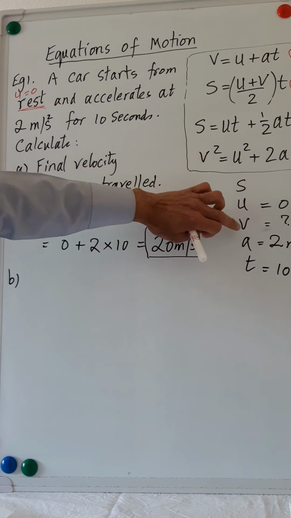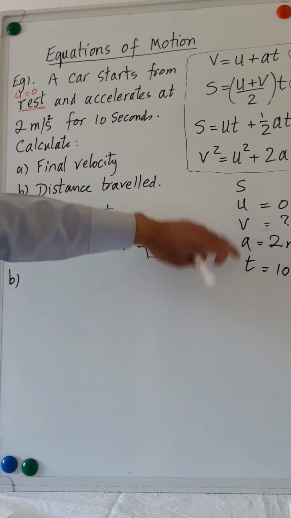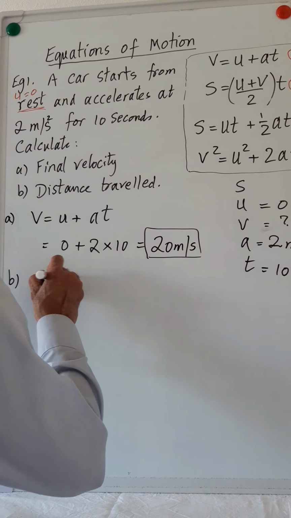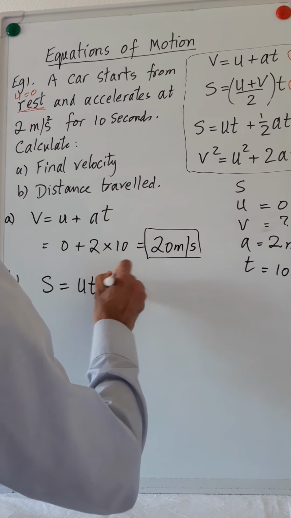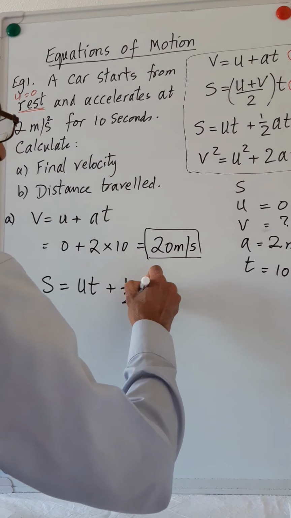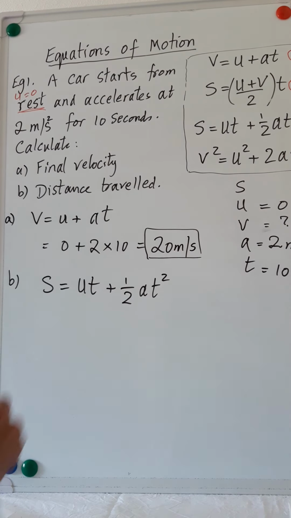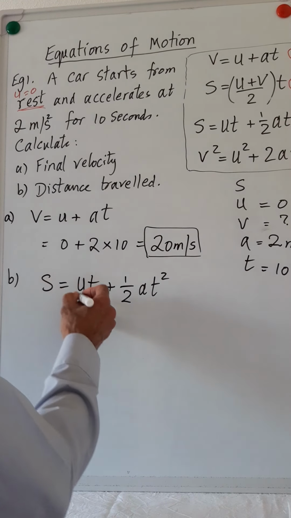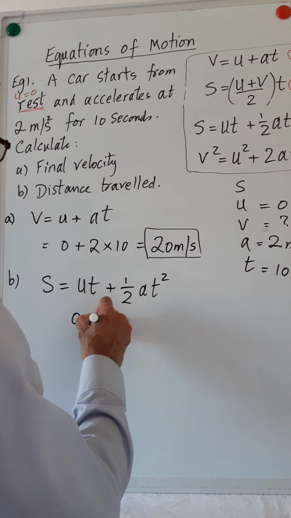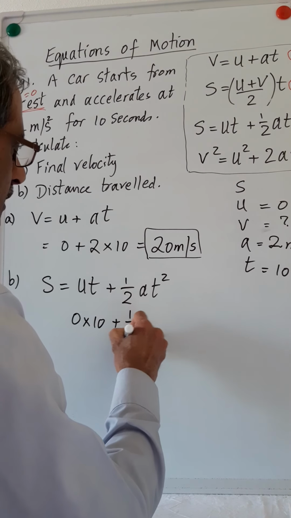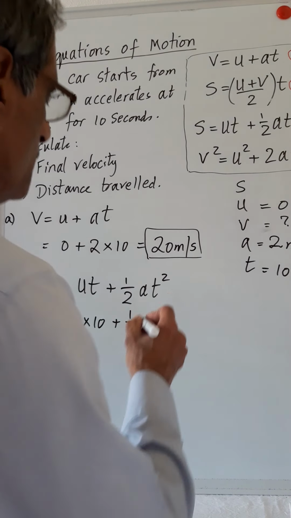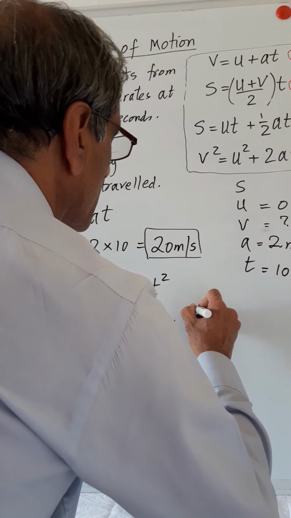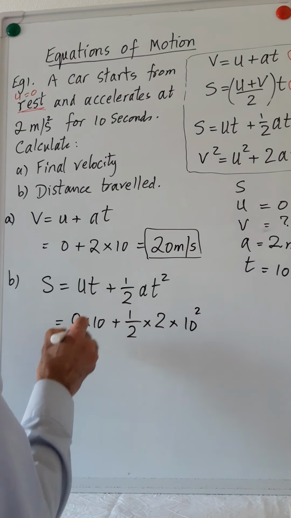Now, S, without using V, is S, U, A, and T. S, U, A, and T is equation number 3. So we can use s is equal to ut plus a half at squared. u is the initial velocity, which is 0. 0 times the time, 10, plus a half times the acceleration, which is 2, times t squared, which is 10 squared. That gives you the distance.